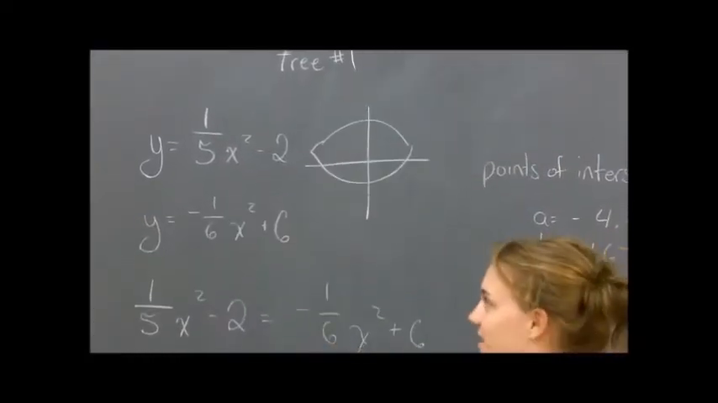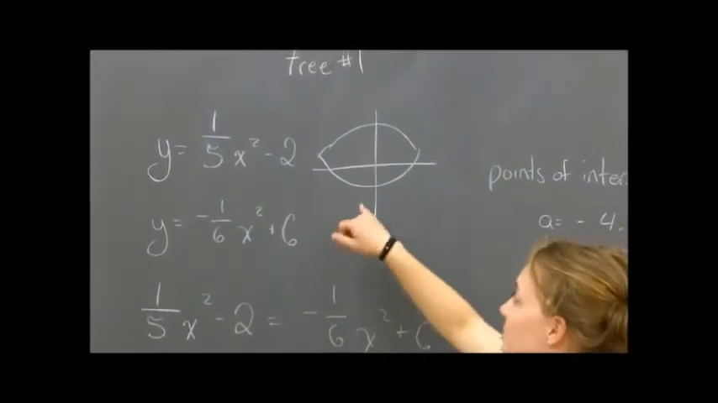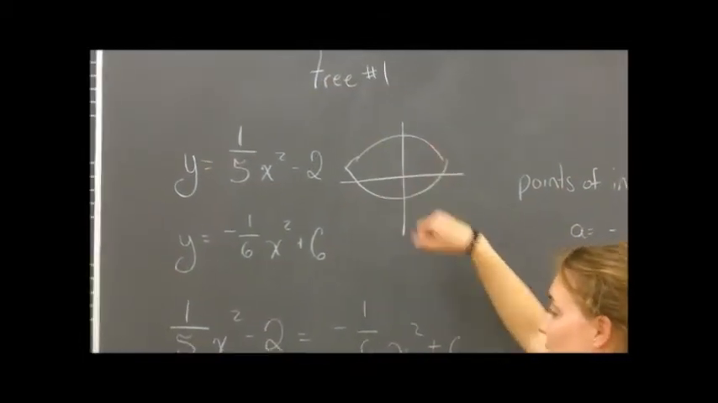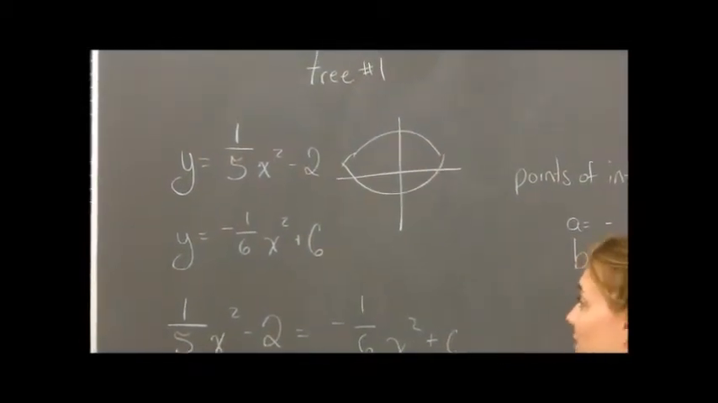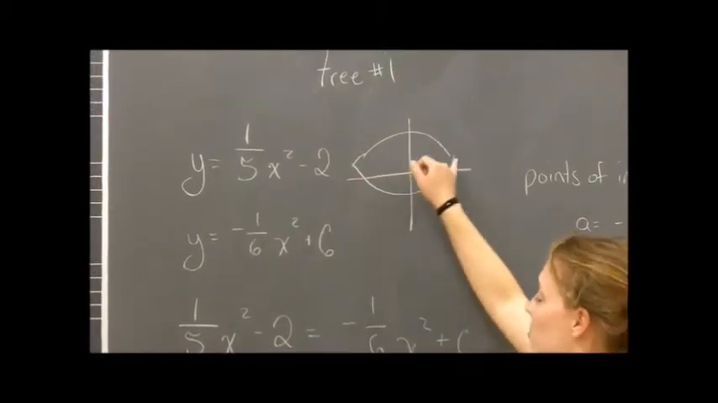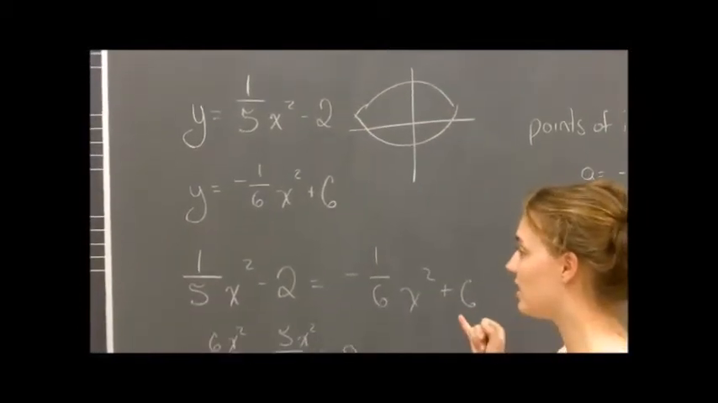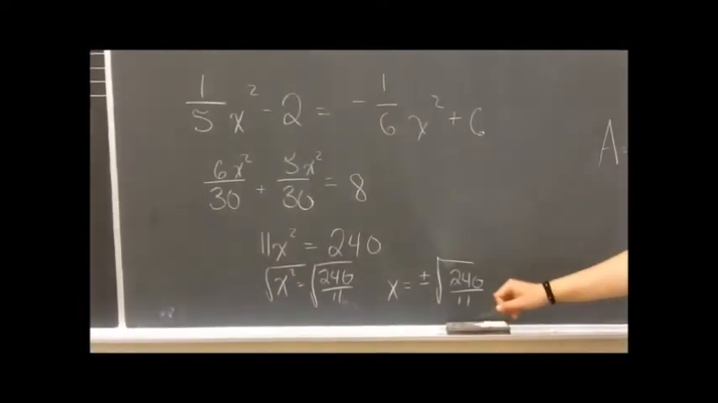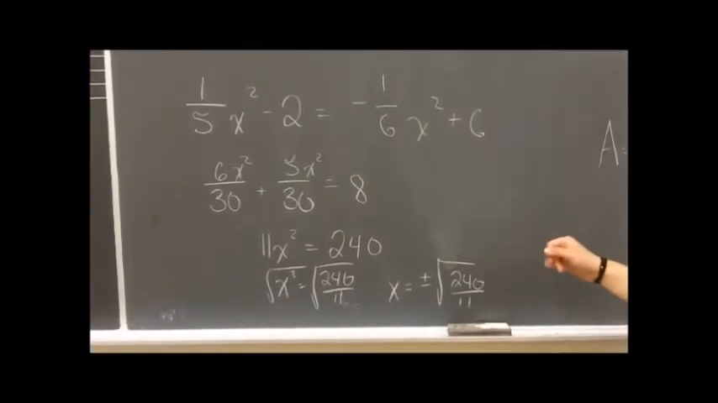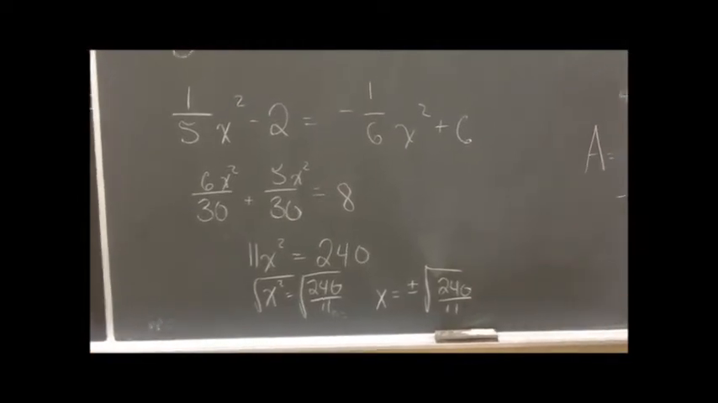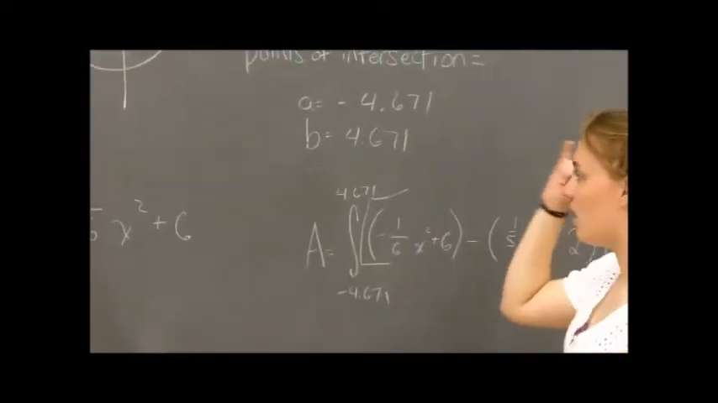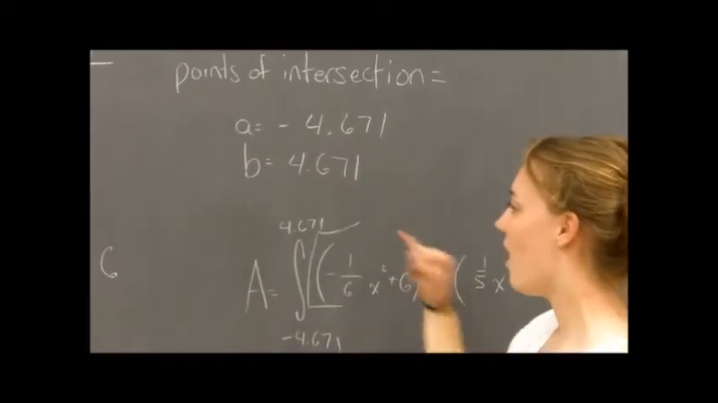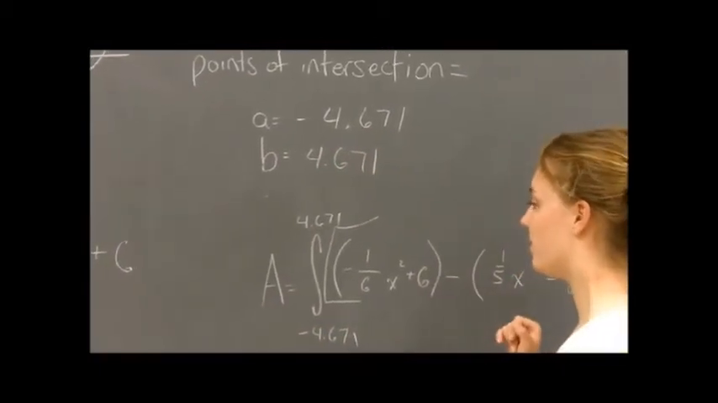Alright, these are the equations that set up tree number 1, and this is what they look like when they're graphed. We're trying to find the area between the two curves. Before we can do that, we have to find the points of intersection where they meet. So we set them equal to each other, and we found that they meet at x equals plus or minus the square root of 240 over 11. In decimal form, a equals negative 4.671 and b equals 4.671.